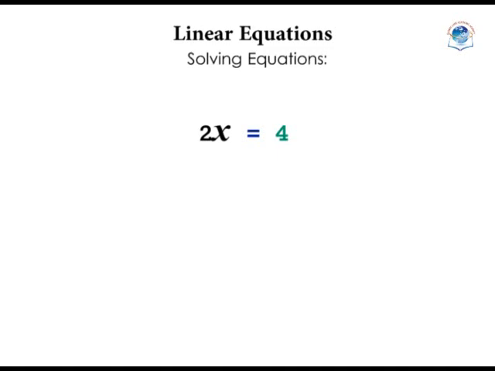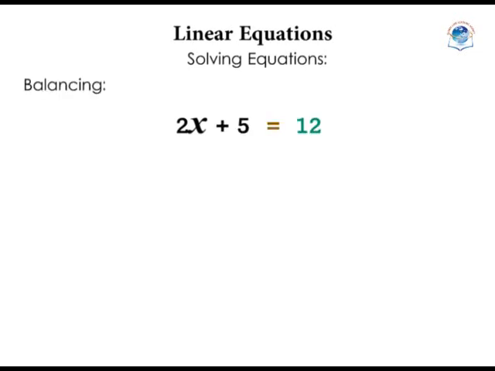So if you have 2x is equal to 4, the equation will be solved when we have x alone on the left side. To get that, we divide it by 2. And to maintain the balance, we also divide the right side by 2. And so x is equal to 2. Our equation is solved. So whereas we simplify expressions, we solve equations.